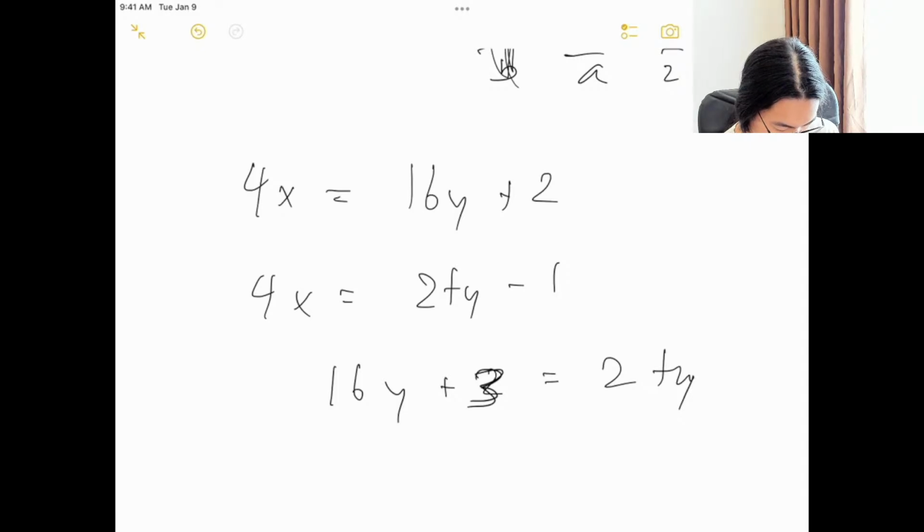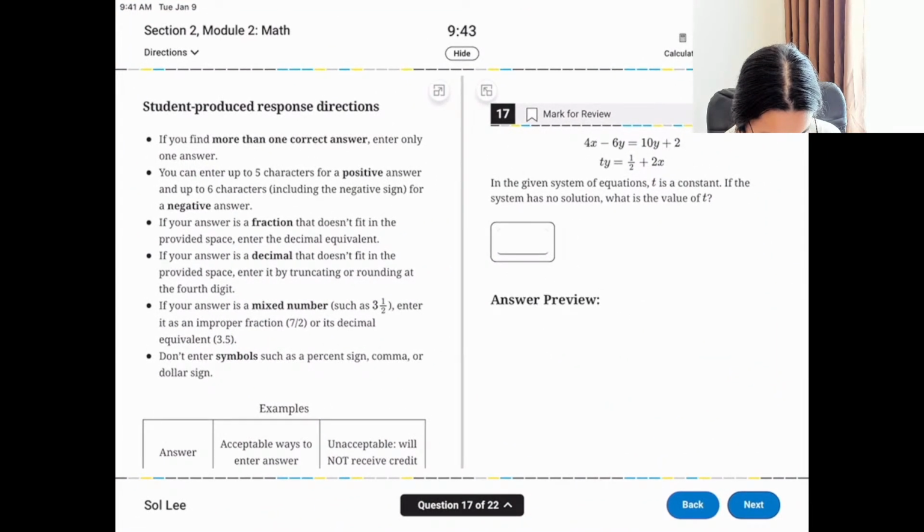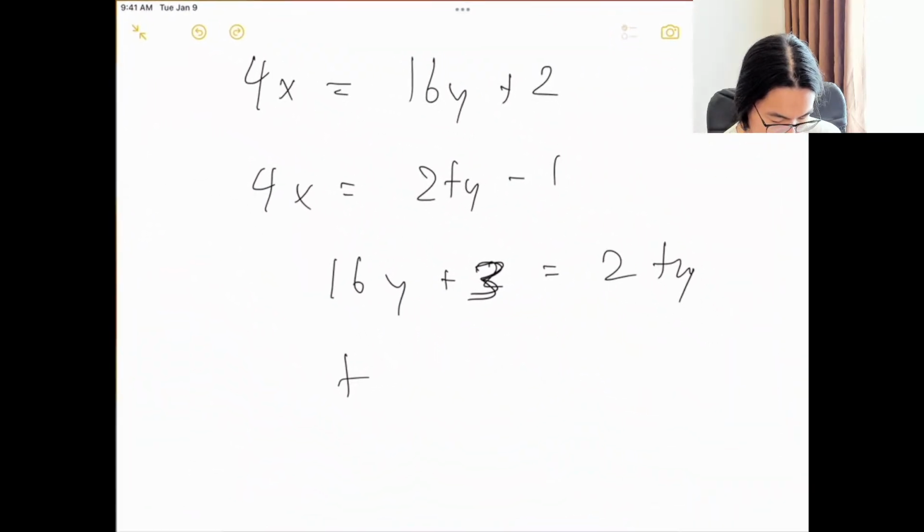Whoops, my bad. I got confused. Hang on, I'm solving for t, right? So t is equal to 14y. Oh no, that doesn't work. Oh Jesus, I almost botched basic order of operations. Hang on, is there some fact that I'm missing? t is a constant, and they have to have no solution.